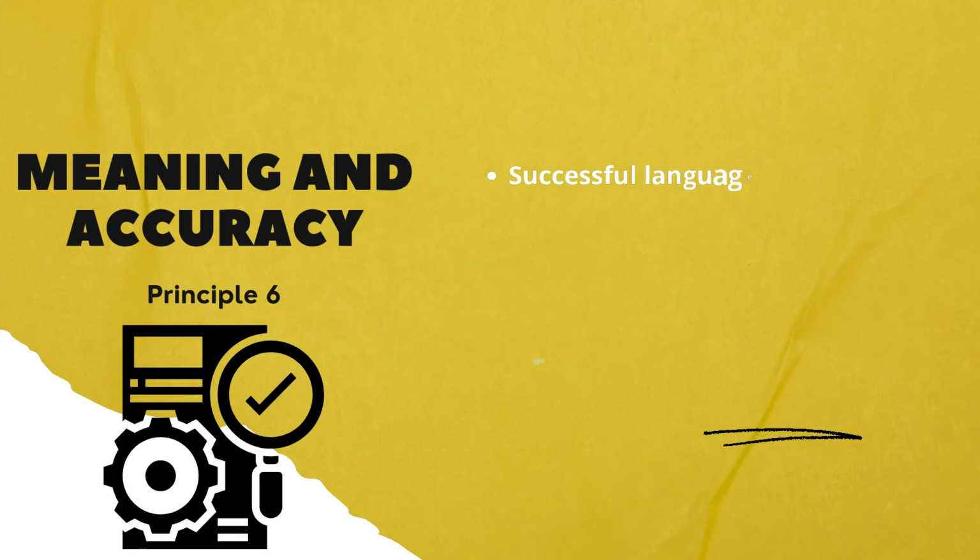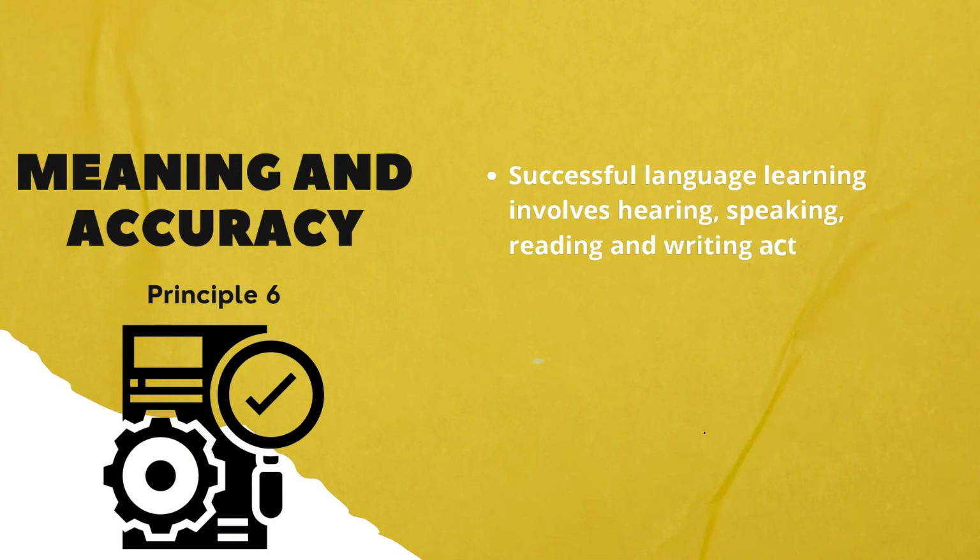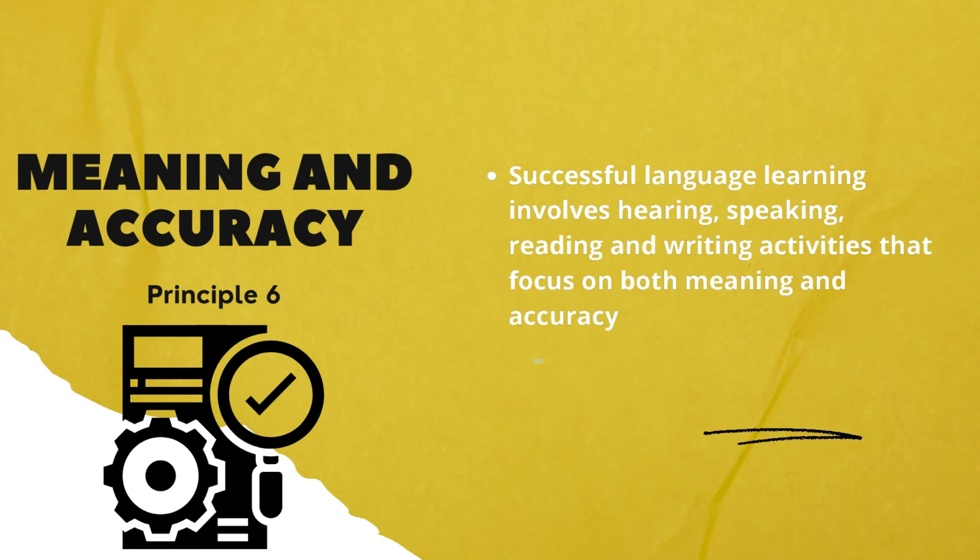With active learning comes the sixth principle, which is meaning and accuracy. Successful learning involves hearing, speaking, reading, and writing activities that focus on both meaning and accuracy. So, it is necessary to include plenty of activities that focus on both meaning and accuracy.